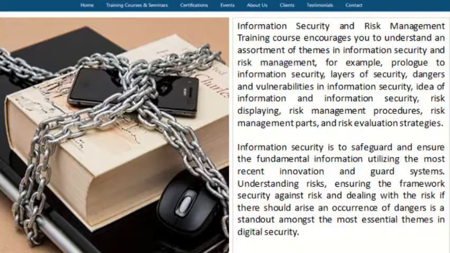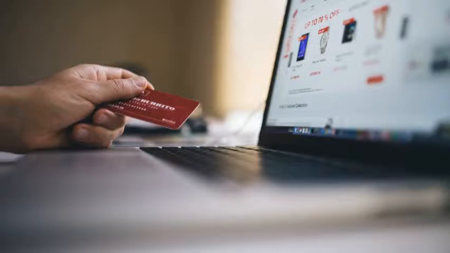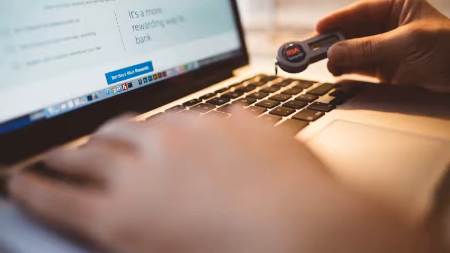Information Security and Risk Management Training course encourages you to understand an assortment of themes in information security and risk management. For example, prologue to information security, layers of security, dangers and vulnerabilities in information security, idea of information and information security, risk modeling, risk management procedures, risk management parts, and risk evaluation strategies.